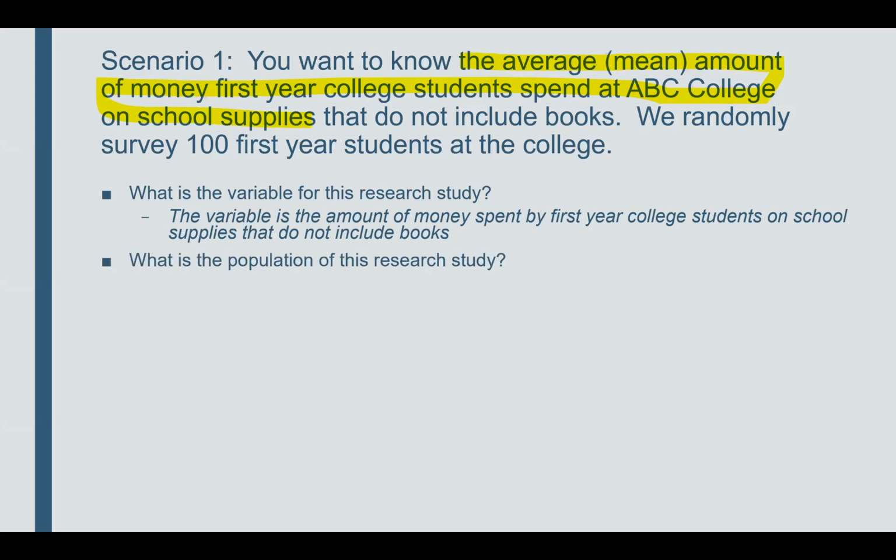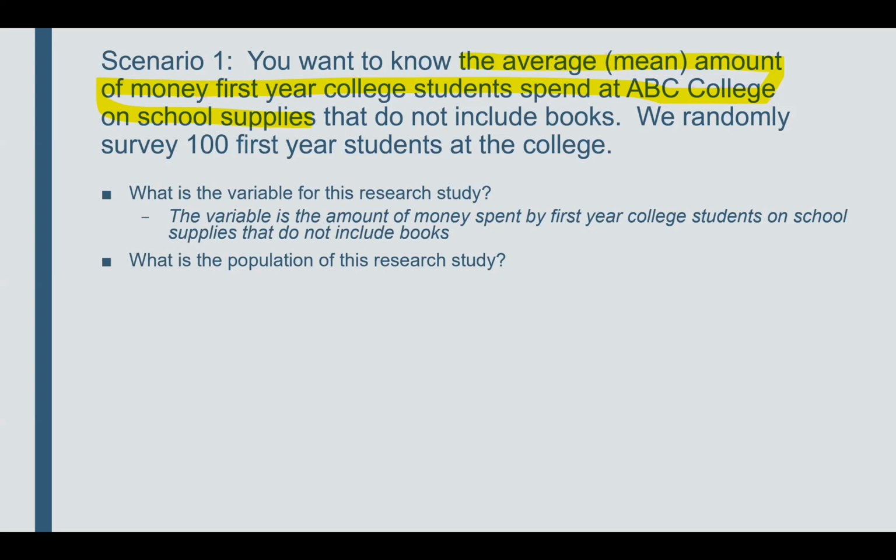Now, the second question asks you about the population. Here again, when you're thinking about the population, you want to give your details, but the population may not be explicitly stated in the scenario. You may have to read between the lines.